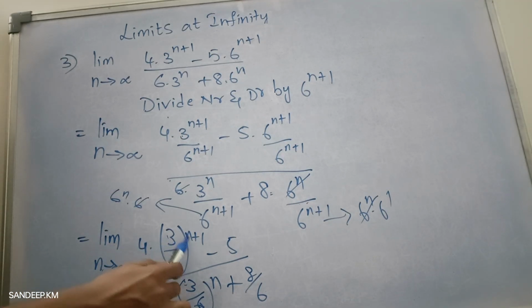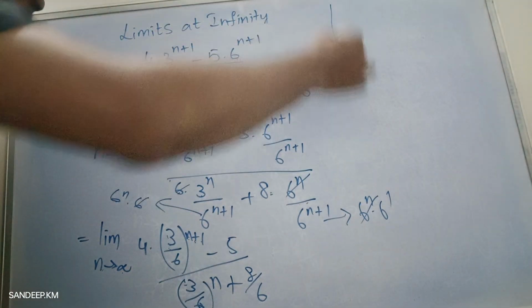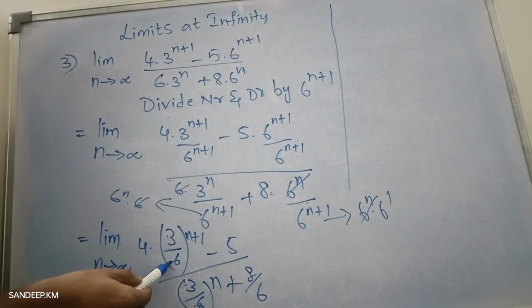N approaches infinity. So n plus 1 also approaches infinity. Proper fraction power infinity is 0. Okay now, 3 by 6 is a proper fraction and its power n plus 1 is approaching infinity. Proper fraction power infinity is 0.